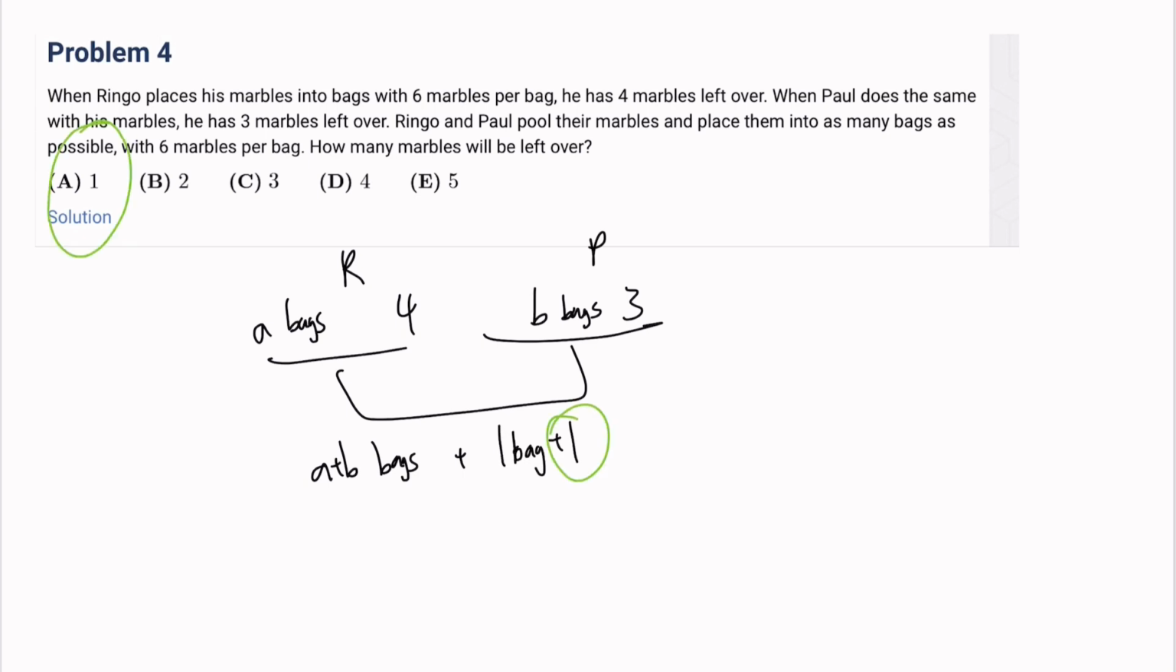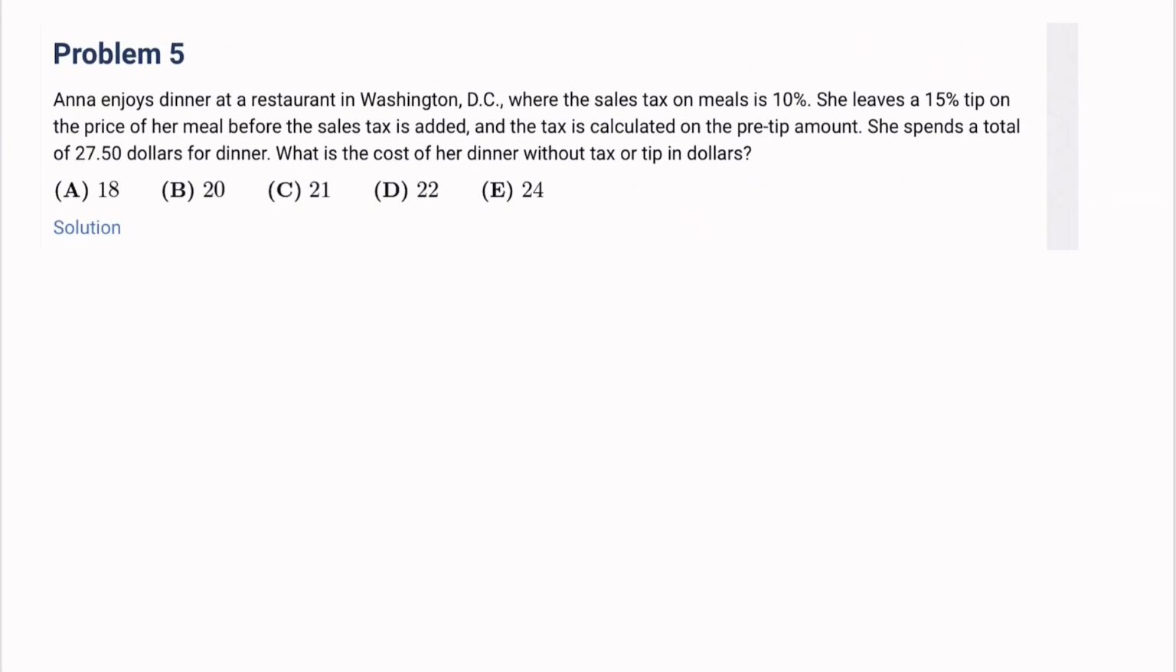The answer is A. Number 5, Anna enjoys dinner at a restaurant in Washington, D.C. where the sales tax on meals is 10%. She leaves a 15% tip on the price of her meal before the sales tax is added, and the tax is calculated on the pre-tip amount. She spends a total of $27.50 for dinner. What is the cost of her dinner without tax or tip in dollars?